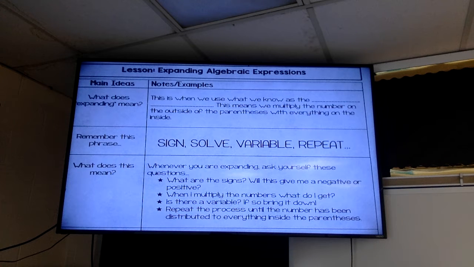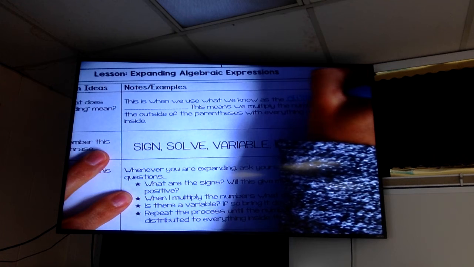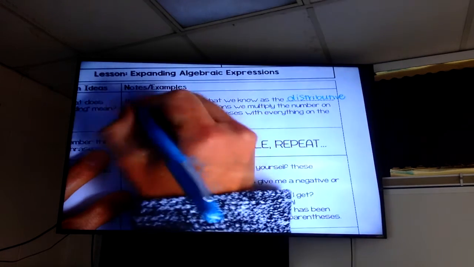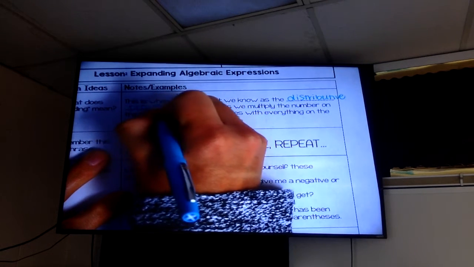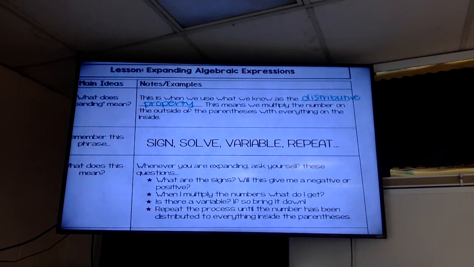All right, so this is our lesson on expanding algebraic expressions. So what does expanding mean? This is when we use what is known as the distributive property, and that's something you should have learned last year in 6th grade. This means we multiply the number on the outside of the parentheses with everything on the inside.